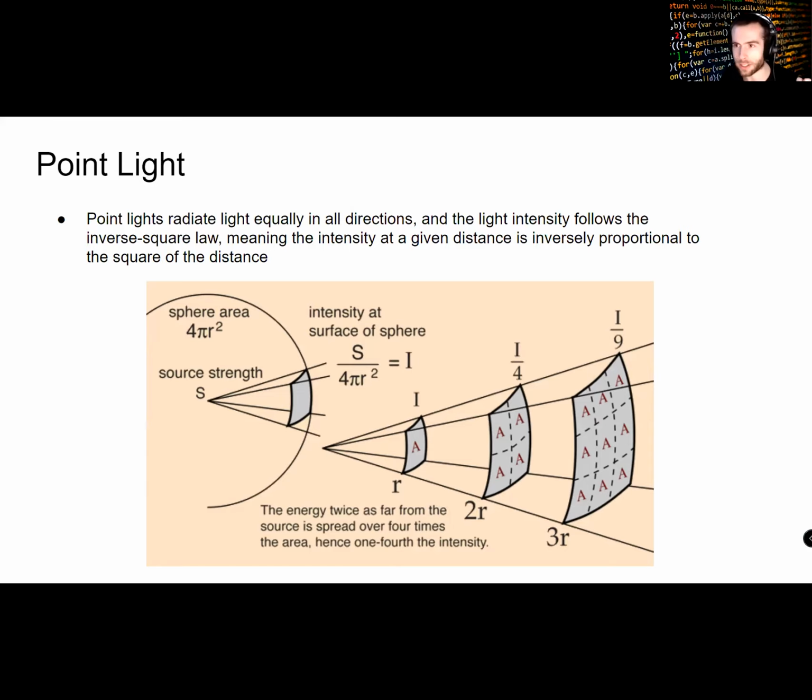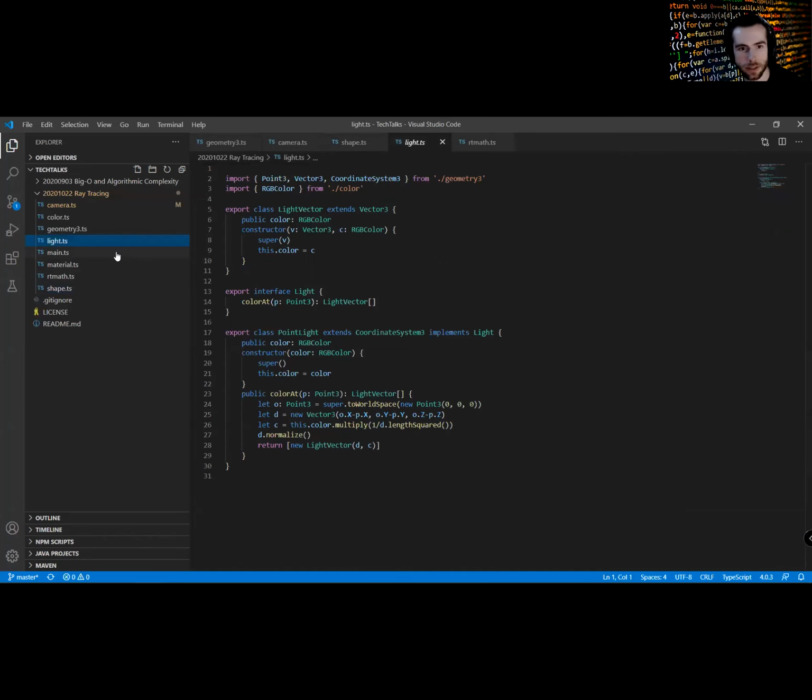So if you had a flashlight or something like that, the intensity of light at a point is actually inversely proportional to the square of the distance. So anyway, let's go look at we have a light interface as well, interface light. You just give it a point, it'll give you back a light vector array. A light vector is basically, it extends vector, but also includes a color. Sorry, it's a color and a direction basically.